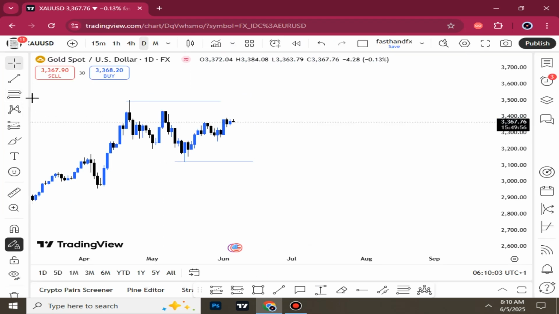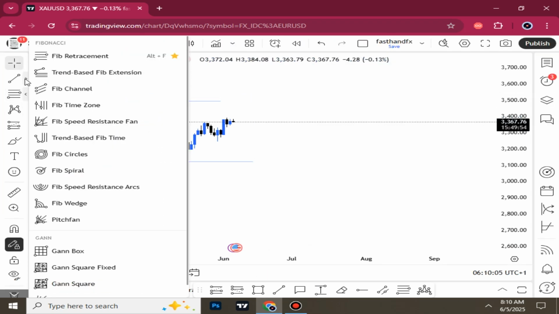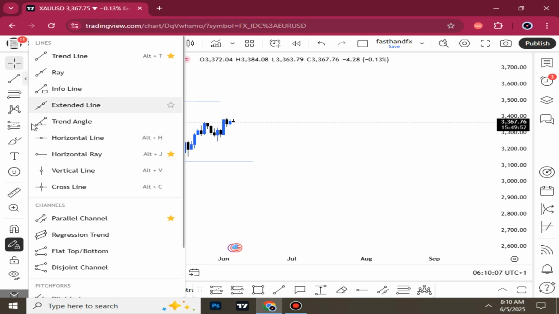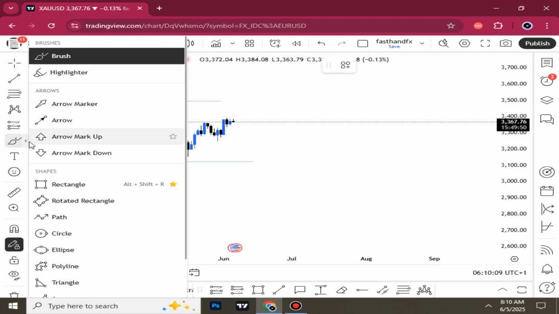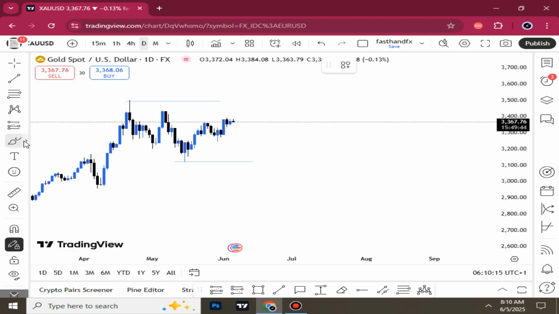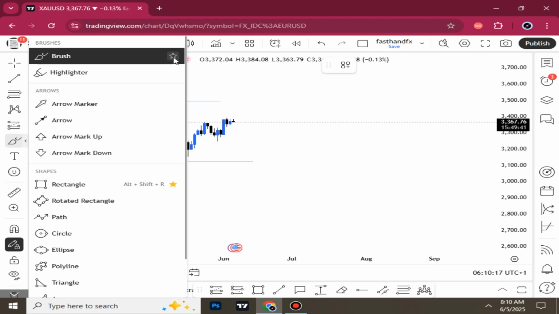Let me just add the brush tool, just a minute, mi amigos. Where is that brush tool? Right here. Okay, it should be here. Right here, yeah, sorry about that.